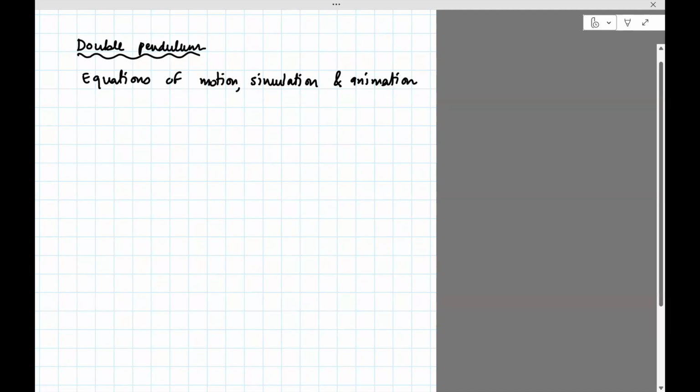So today's class we'll get to double pendulum. This is a two-link pendulum, and we'll derive the equations of motion using the Euler-Lagrange method. Then we'll simulate the system, and then we'll animate it.